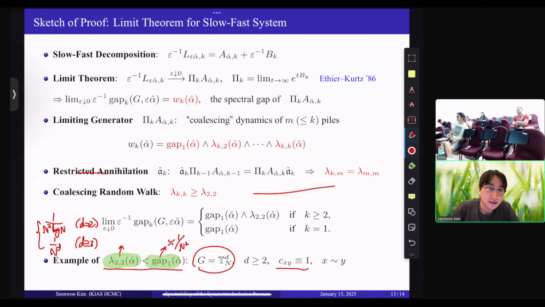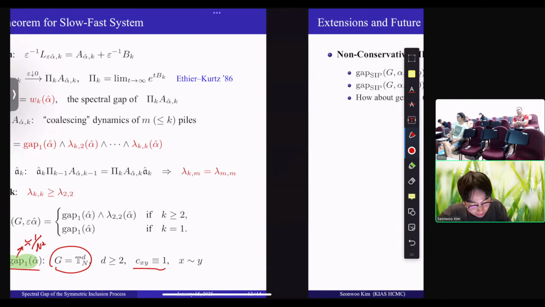Yes, so this is the sketch of the proof for the third and last main result. I'll just spend maybe 1 minute for the discussion. Sorry, I'm very not used to this.